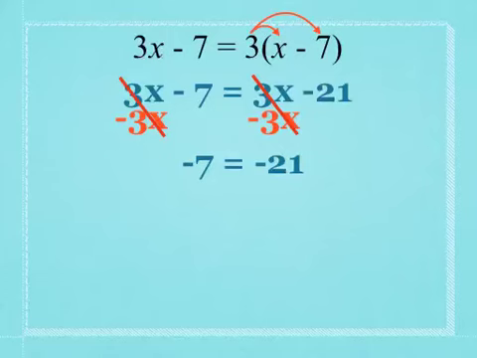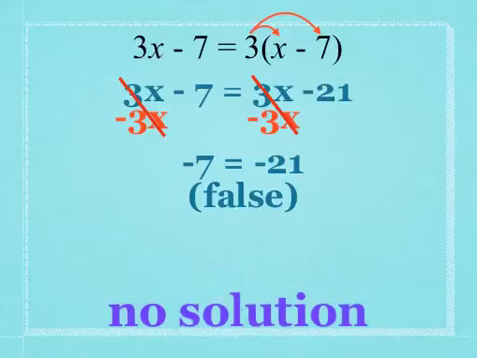Well, negative 7 does not equal negative 21, so this is a false statement. And when I have a false statement, my answer is that there is no solution to this equation, or there's no value of x that makes this equation true.